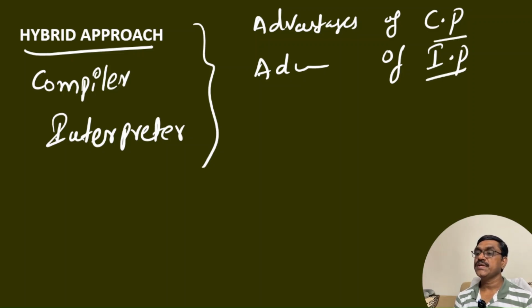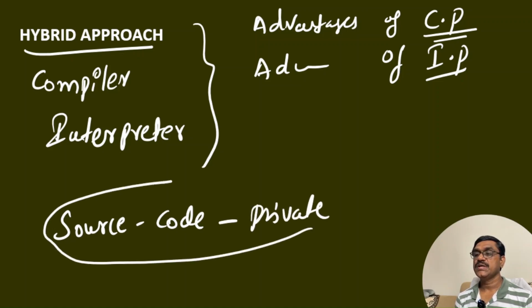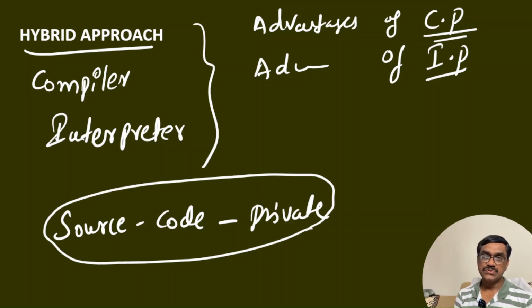Now, the main advantage of compiled programming languages is that the source code is private. That means we don't want to send the source code to other machines. We want to keep the source code private. When the code is public, anybody can modify it. That's the main problem with interpreters. So the main advantage of compiled languages is that the source code is private, and this is the advantage I want to keep.